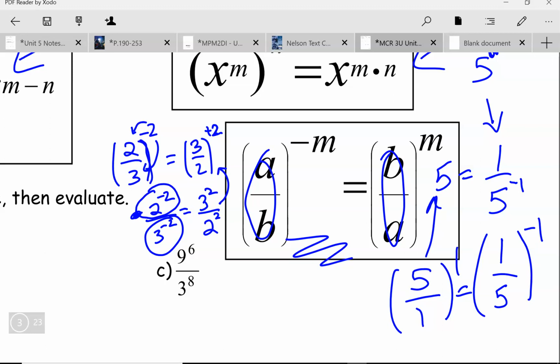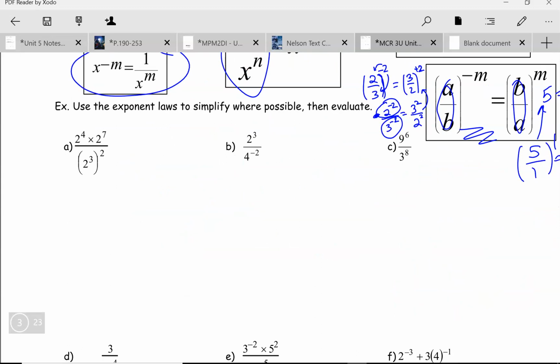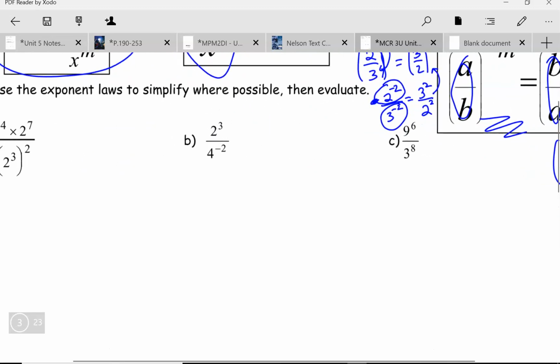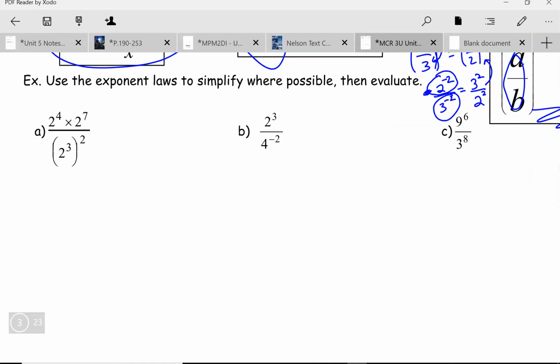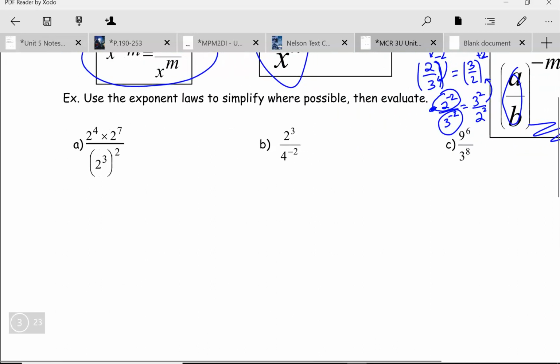The idea here is not to get confused between all these different things, and just keep in mind the fact that, realistically, what am I doing? I'm moving the base from the numerator to the denominator and then changing the sign of the exponent. So as long as we're okay with that, we can do pretty much any of these questions. So I'm just going to check how long this is. Oh, it's not long. This is super easy. Okay, we're going to try some of these questions.